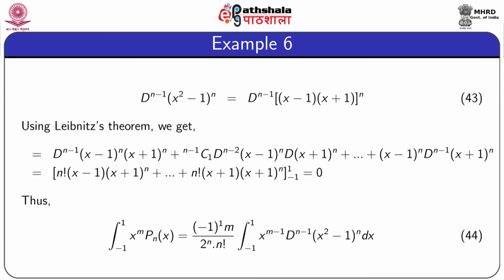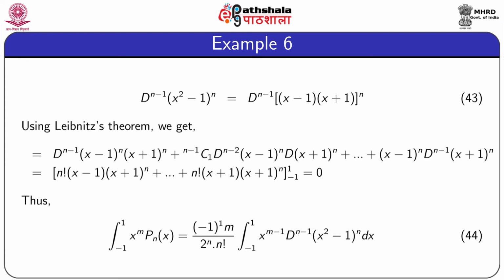Let us now simplify the expression: the nth derivative of (x square minus 1) whole to the power n, which we can write as the nth derivative of the (n minus 1)th derivative of (x minus 1) into (x plus 1). We use Leibniz theorem and we get the result to be n factorial into (x minus 1) into (x plus 1) whole to the power n plus dot dot dot the n factorial (x plus 1) into (x minus 1) whole to the power n.